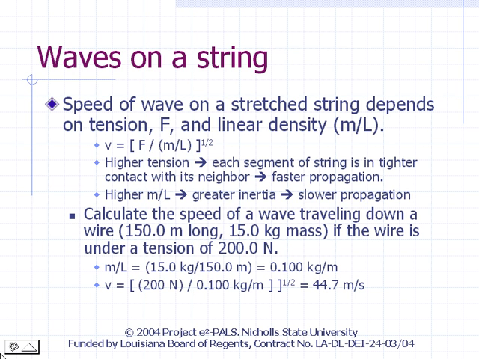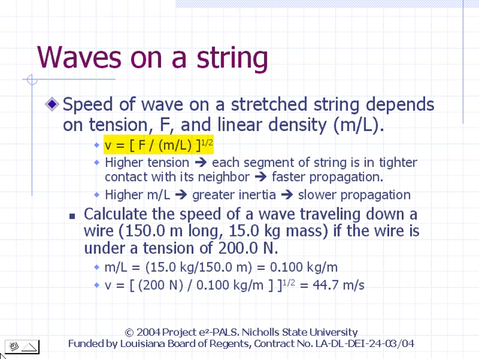The speed of a wave depends on the material where the disturbance is propagating. In the case of a wave on a stretched string, it is found that the speed depends on two factors: the tension on the string, F, and the linear density, m over L. Tension refers to the force that tends to stretch the string. When the tension is greater, we expect the speed of propagation of the disturbance to be faster because each segment of the string would be in tighter contact with its neighbor.